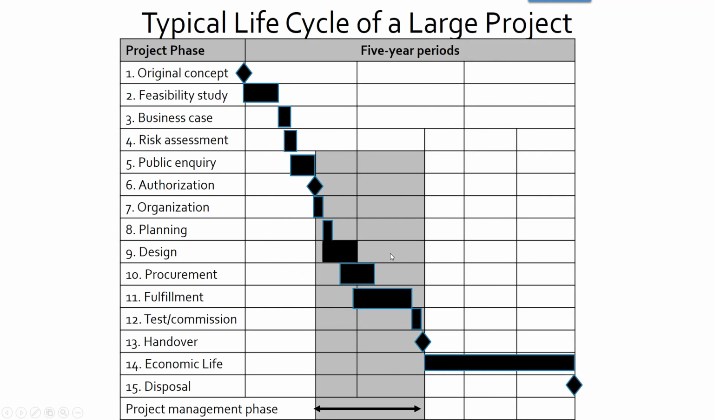And here is a Gantt chart of a typical life cycle of a large project, right? And so right here were these little diamonds. These are like milestones. So concept, feasibility, like can we do it? Case, business case, we talked about that. Risk analysis, public inquiry, authorization. Boom. Now we're going to organize, plan, design. And look, starting at this gray part, this is the project management phase. Look at all this activity that happens.